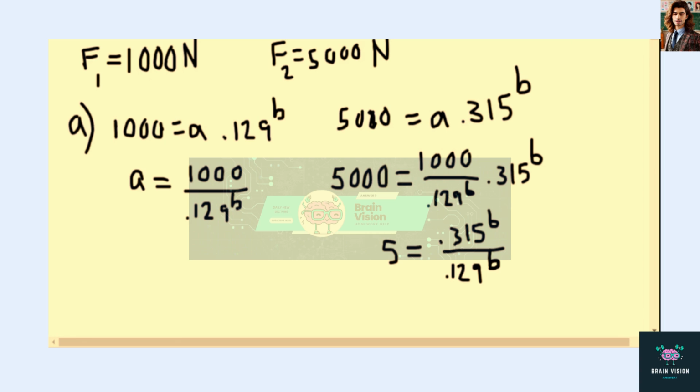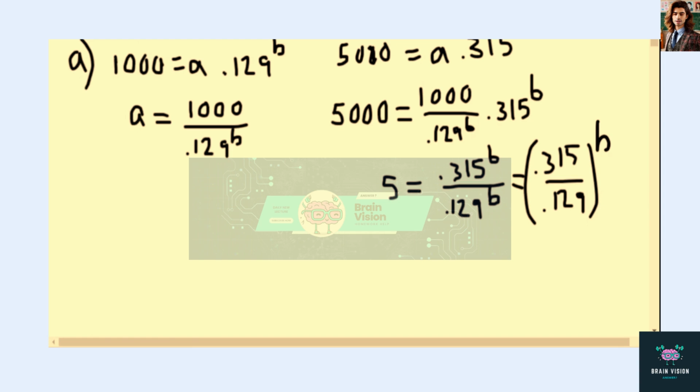Wait a minute, I don't think I'm thinking clearly. That's the same as 0.315 over 0.129 to the B power. I don't need a change of base formula here. So 0.315 divided by 0.129 is 2.44. I'm just going to keep a lot of digits here.